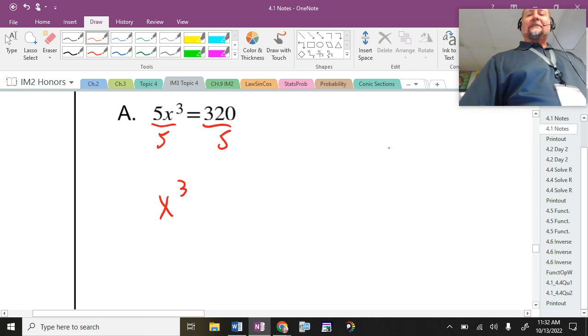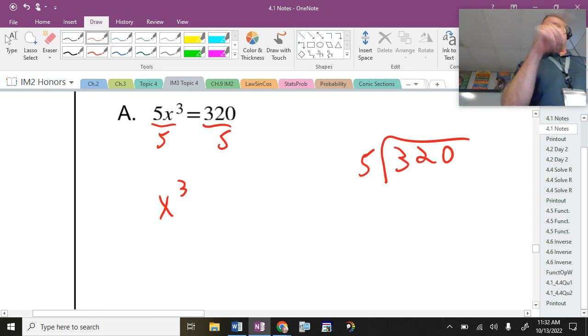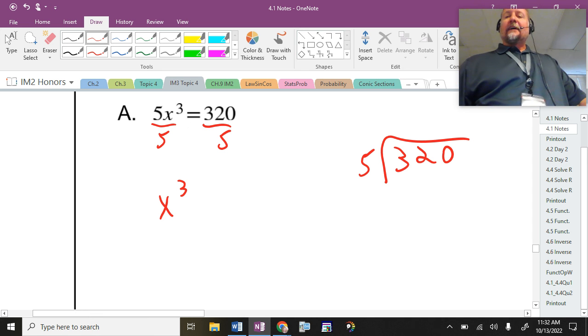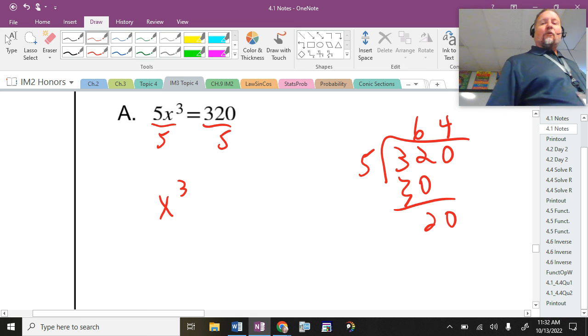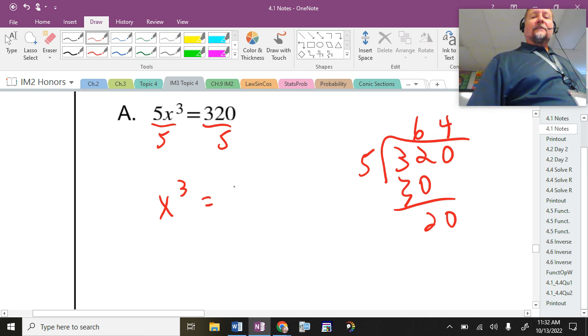Oh no, Mr. Samuels is a jerk. He doesn't let me have a calculator. Then go back to grade school. Put 320 on the inside, 5 on the outside. 6 times 5 is 30. Lexi Samuels can do this in a heartbeat. 4 times 5, she's only in 7th grade. Okay, so a sophomore in high school should be able to handle this.